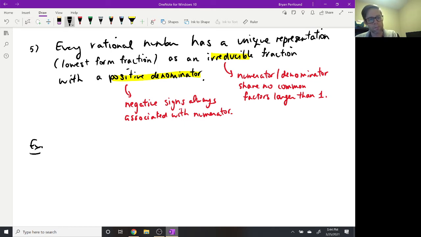Let's look at the fraction. Oh, goodness me. Okay, let's make up a fraction. Let's go 30.